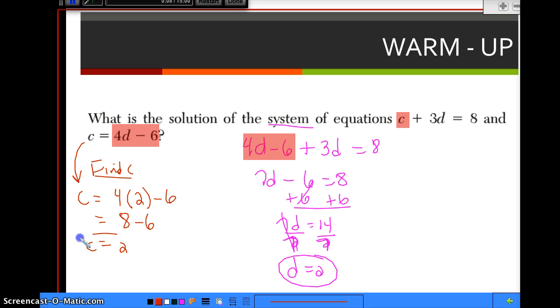So c equals 2. I'm not going to do the checks on this, but usually you have to do 2 checks because there are 2 equations. Make sure you check both of them into both equations and see if you're correct. Okay? That's solving a system of equations algebraically by the method of substitution.